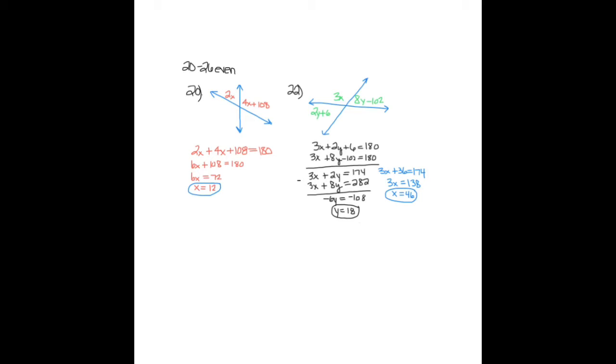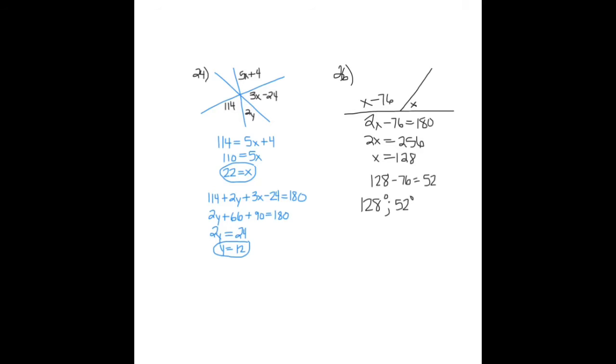Now I do see that there is a pair of vertical angles there, so I could have said that 2y plus 6 equals 8y minus 102. However, I did want you guys to see what it was like to solve a linear pair, because you're going to have to do that. You're going to have to start solving linear systems. So if you forgot how to do that, I would rack your algebra brain. Remember, you solved a system by using either substitution or elimination.